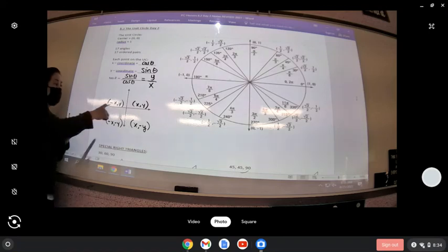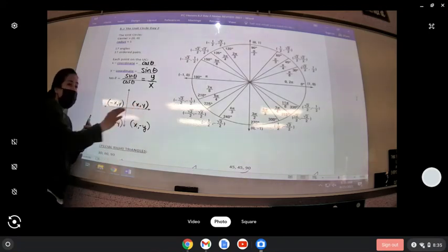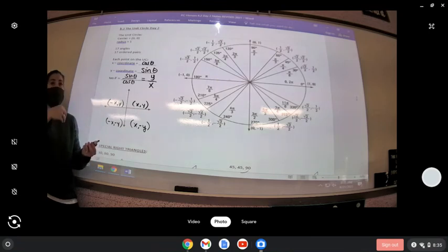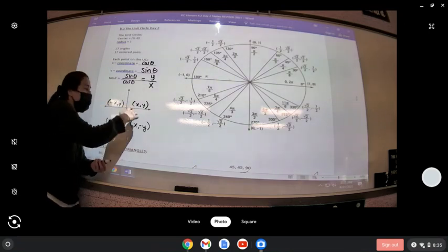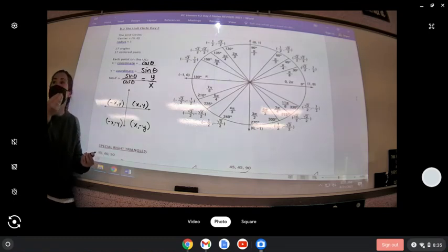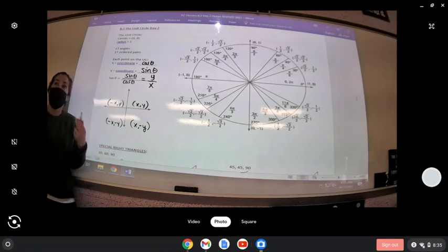So that means the cosine of any angle in quadrant 1 will be represented by a positive x-coordinate, so the ratio is always positive for an angle in quadrant 1. The y-coordinate represents the sine of that angle. So any angle that lands in quadrant 1 will have a positive y-coordinate. It'll have a positive sine ratio. So the sine of any angle that lands in quadrant 1 will be positive.